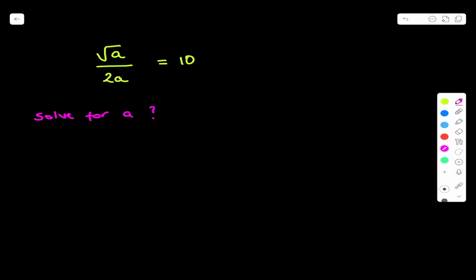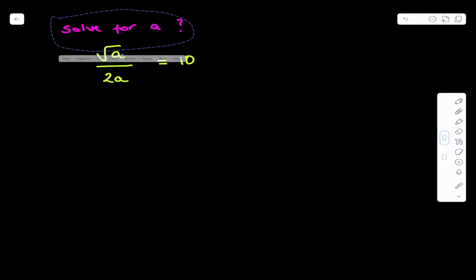Let's see if you are correct. So let's try solve this. Let's just get rid of this so we have a bit of space.